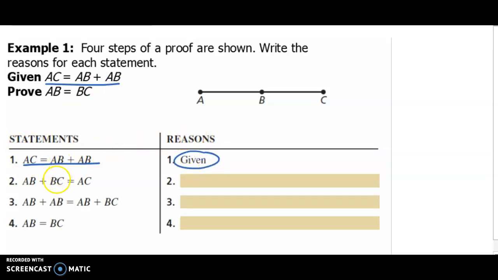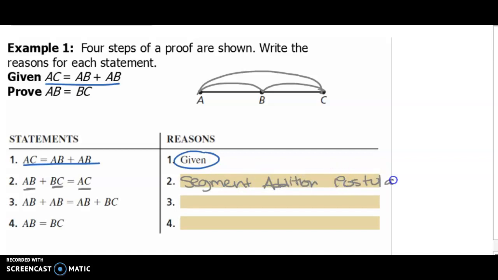All right, now we need to look here. Now it says that AB plus BC equals AC. So we need to figure out how they came to this conclusion. Okay, well, if we look at the diagram, AB plus BC equals AC. Yes, it sure does. If you remember back from chapter 1, that was called the segment addition postulate. So anytime we add two segments that are side by side, it equals the big one.